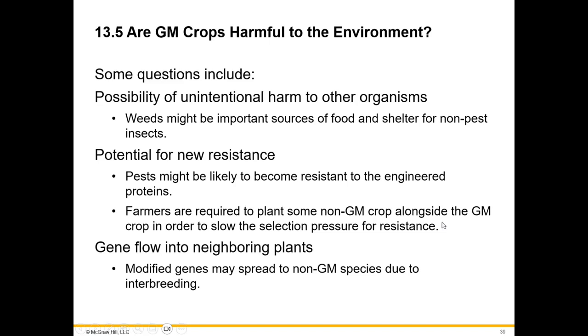There's also a question of whether or not genes will be flowing into neighboring plants through cross-pollination. So what if our modified genes that we've intentionally put into our crop are suddenly showing up in adjacent plants that have interbred with our crops? How do we control that? How far does that spread go? These are questions yet to be answered.